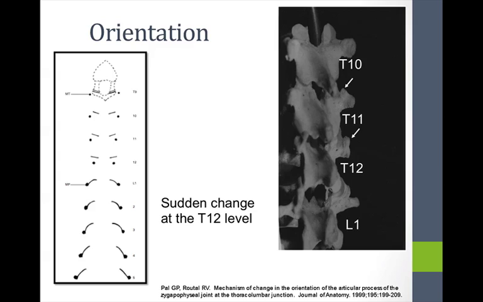The drawing on the left shows the orientation of the superior articular surfaces from T9 to L5. The column shows a sudden change at the T12 vertebral level. On the right, the photograph shows the T10 to L1 vertebrae. A sudden change is seen again at T12. The mammillary tubercle is seen on the transverse processes of T10, 11, and 12 on the upper three vertebrae. On L1, the mammillary process is seen on the superior articular process of the L1 vertebrae.